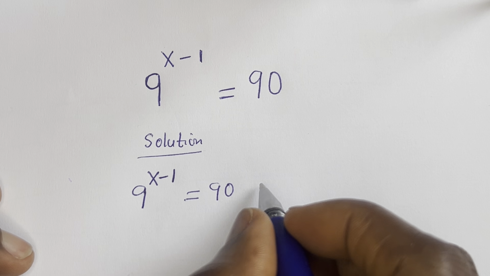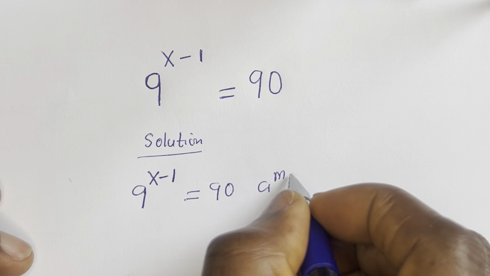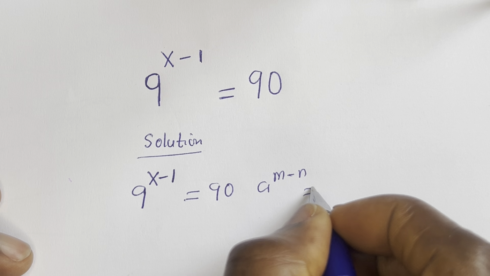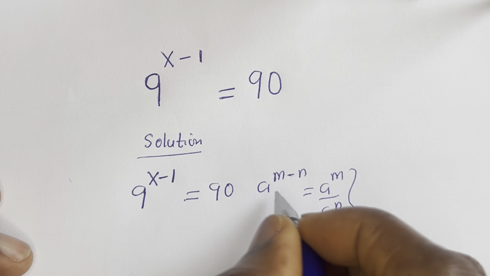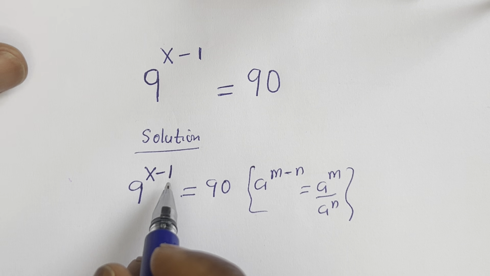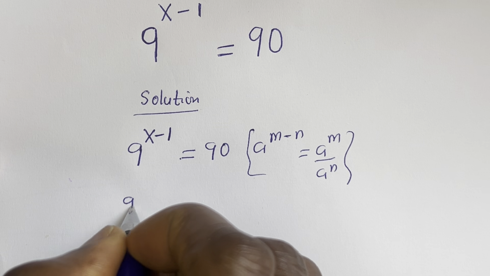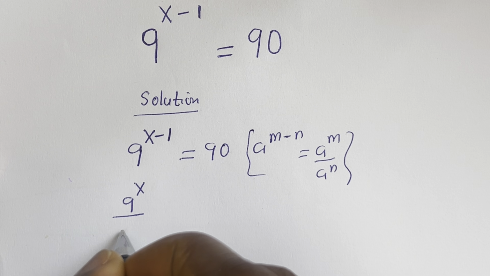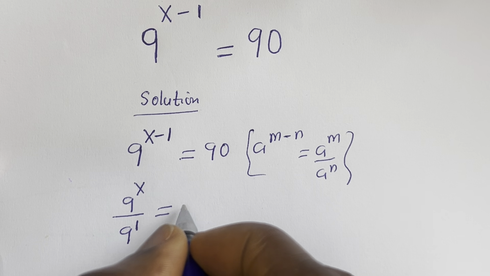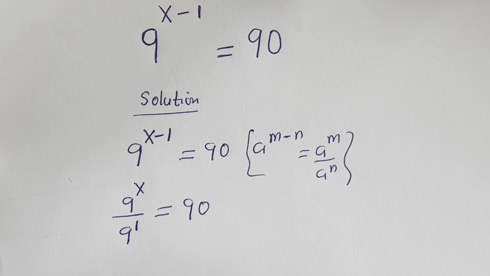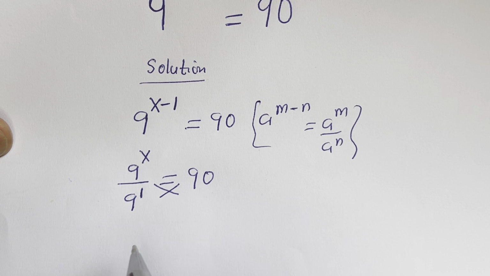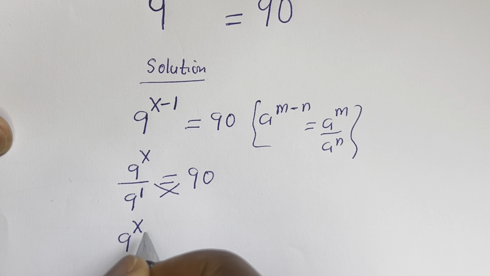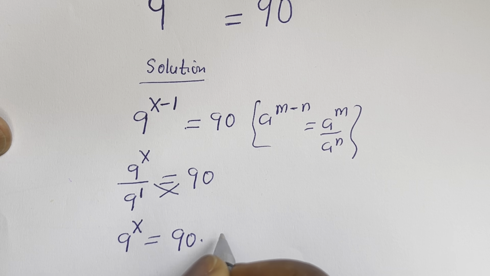Take note of this, that if you have a to the power of m minus n, this is equal to a to the power of m over a to the power of n. This can be written as 9 to the power of x over 9 to the power of 1 is equal to 90. Then let's cross multiply. Here we have 9 to the power of x is equal to 90 multiplied by 9.